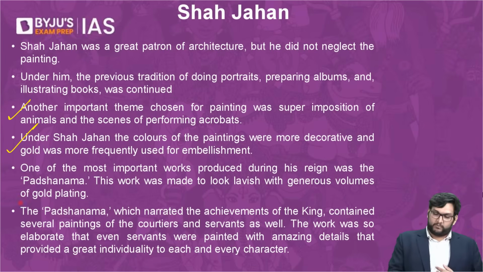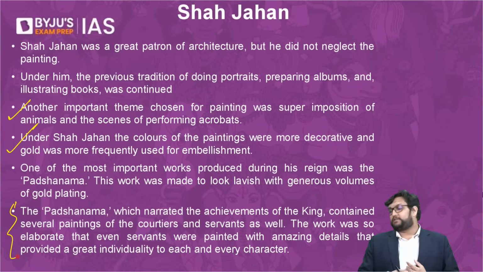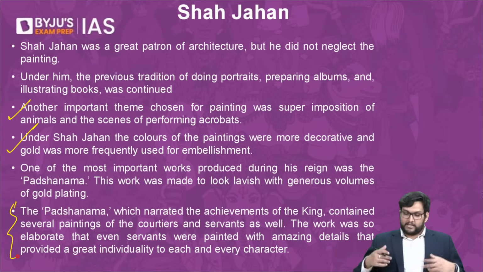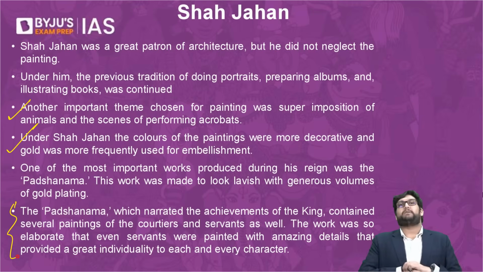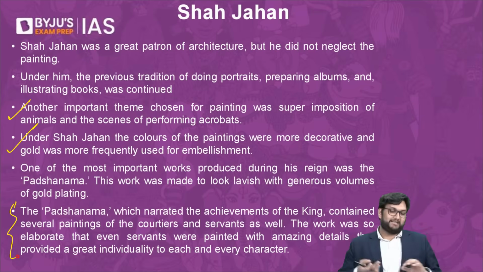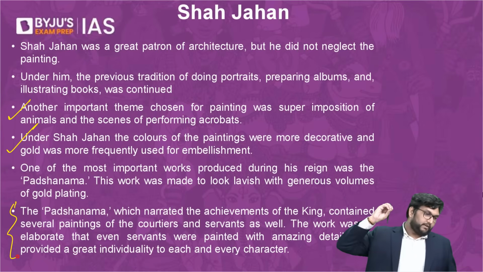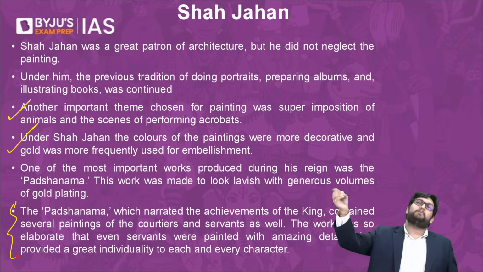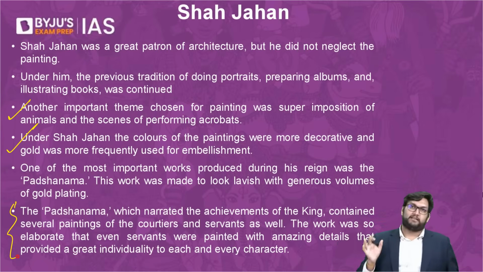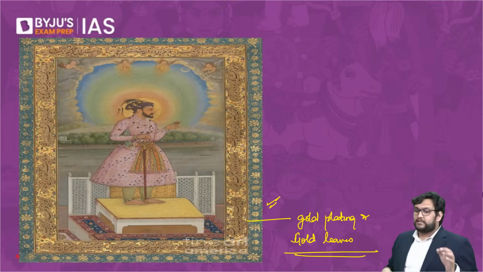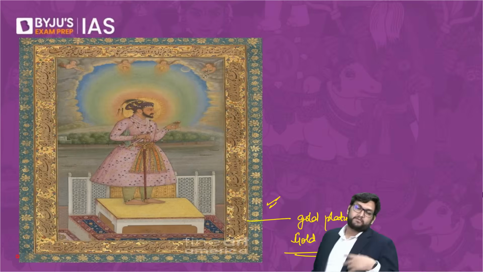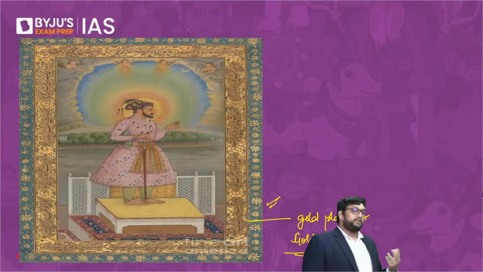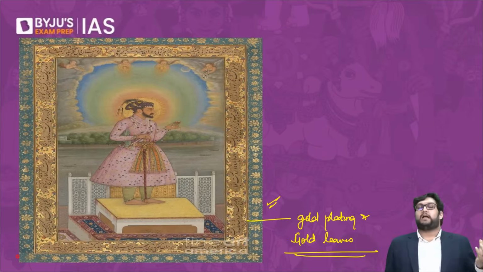And in one of the texts produced during his reign, the Padshahnama, the fact is the painters had become such big experts that they were basically making even portraits of the servants in that regard. The simple point is, when you look at this image of Shah Jahan, you can see 3 to 4 elements also which are there in architecture.